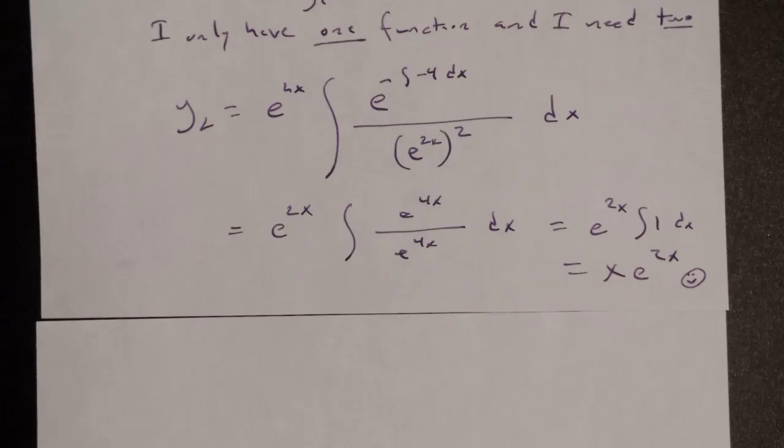Why wouldn't there be a plus C after we take the integral of 1? Oh, because I can assume in this case that C would be 0. If I put a plus C here, it's going to get multiplied by e to the 2x, right? Isn't that in the other function, y1? So I don't need to worry about it. That's the dependent part. I can pull that off.